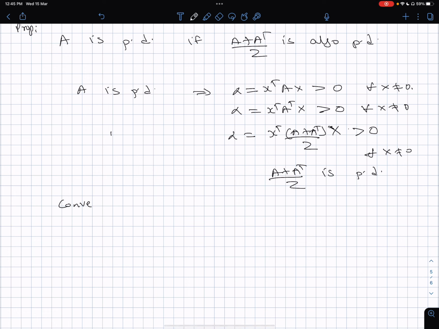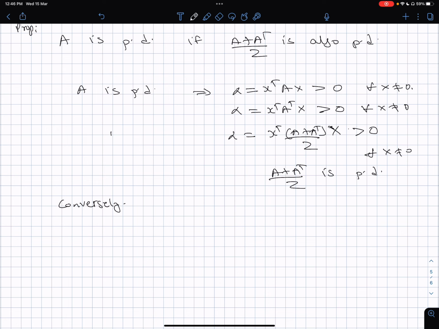Conversely, I'm sorry about this disturbance in the noise which has started from some adjacent flat. Let's hope the noise cancellation is working properly.